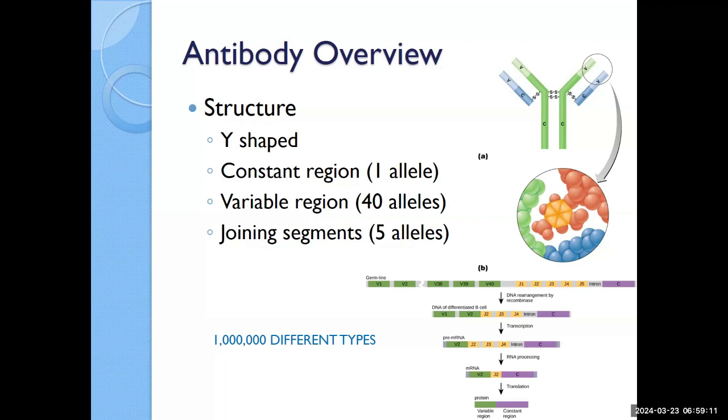The bottom portion, known as the constant region, and the variable portion. What I'm showing you here is how those areas correspond to gene segments in our DNA. And so as a result of different joining segments, we can give rise to close to 1 million different types of antibodies, meaning that at any point in time, you have roughly 1 million unique antibodies flowing through your bloodstream.